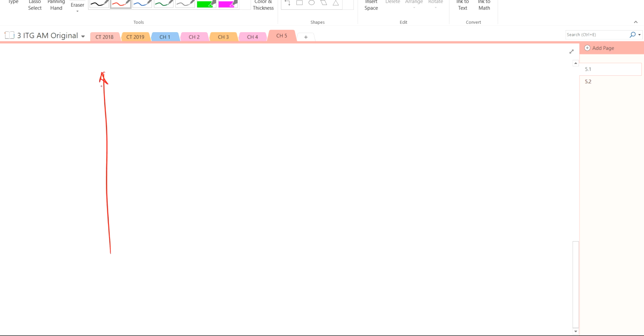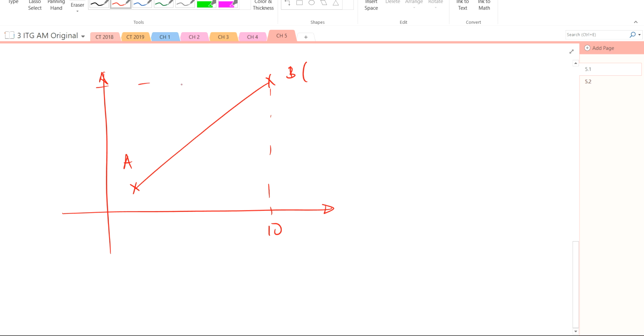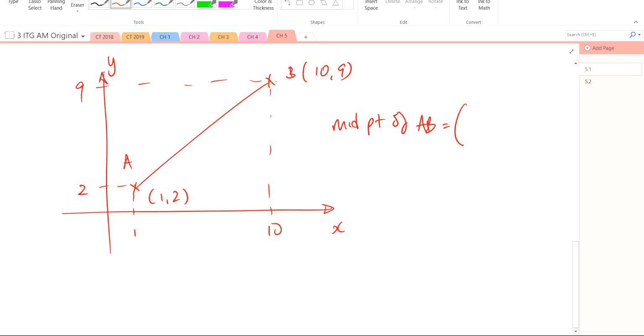generalize this to a line that is not vertical, not horizontal. So a diagonal line. Let's say I've got a line like this. This is my point A. This is my point B. B coordinates. Let this be 10. Let this be 9, 1, and maybe 2. Okay. So 10, 9. 1, 2. Midpoint of AB equals to?